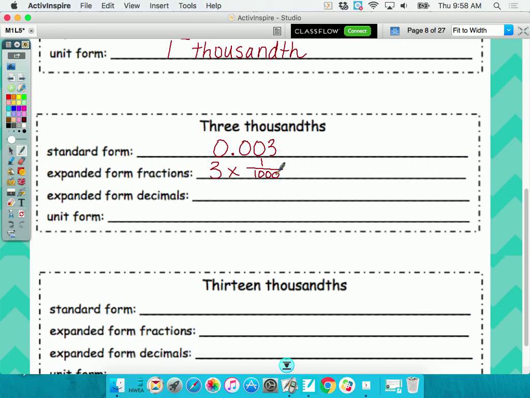Yeah. Okay, so expanded form decimals, what's the only thing we're going to change? The fraction to a decimal. 0.001. And the 3 goes out in front because it's 3 copies of. Unit form, what do you think? 3 thousandths. This time you need a THS.